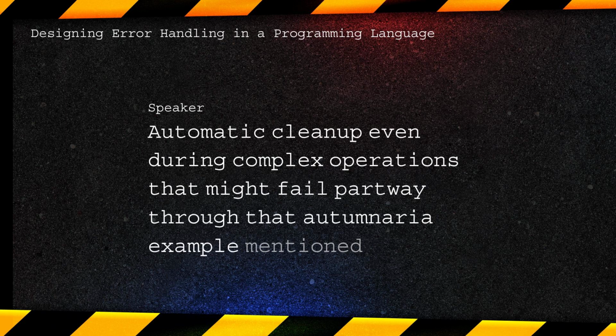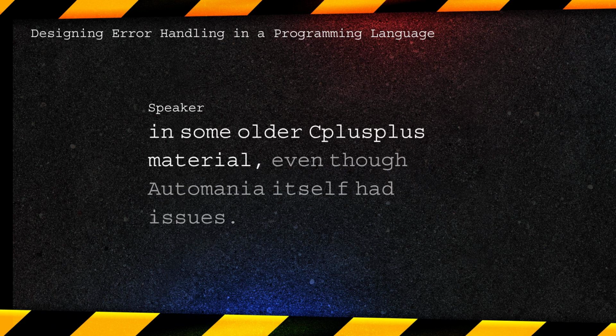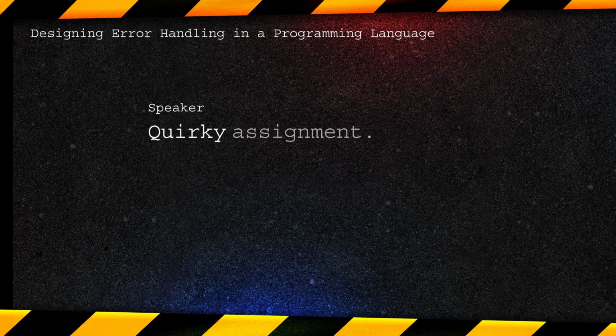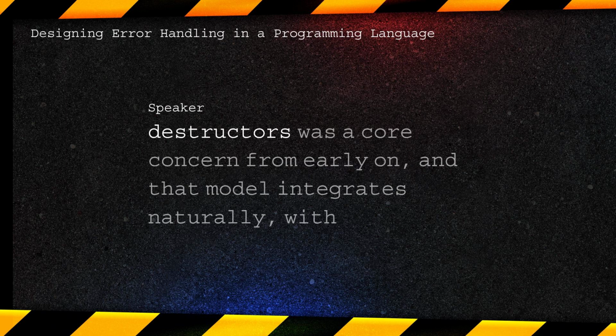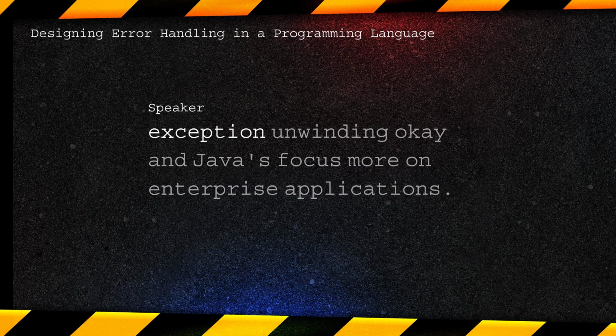That auto_ptr example mentioned in some older C++ material, even though auto_ptr itself had issues. Yeah, quirky assignment. Quirky assignment, exactly. But it illustrates how tying resource ownership to object lifetime via destructors was a core concern from early on, and that model integrates naturally with exception unwinding.